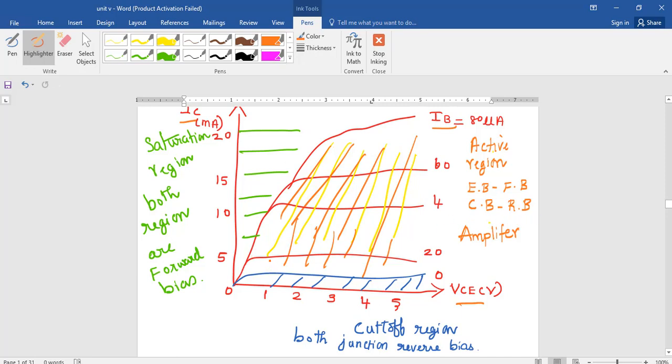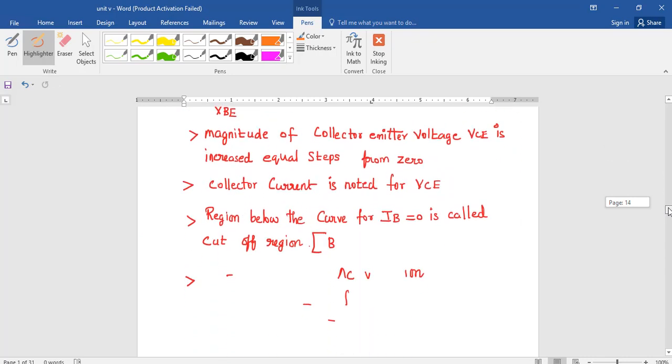And you can see that for any change in input there is no effect on your output, but the output changes whenever there is a change in IB. That means here amplification is happening, and hence BJT is used as amplifier in active region. This is your output characteristics.